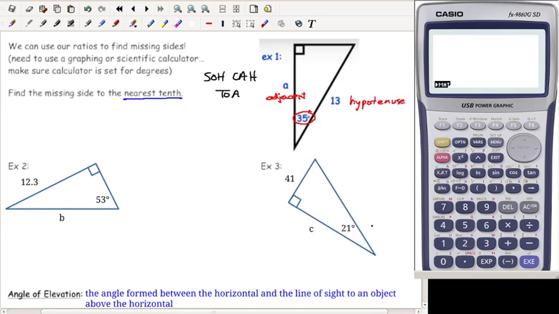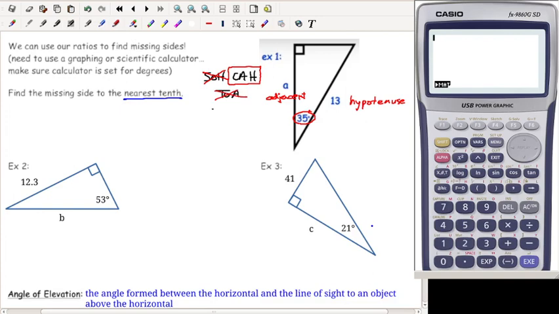So when I'm looking at SOHCAHTOA, I want a trig ratio that uses adjacent and hypotenuse. Sine uses opposite and hypotenuse, so no adjacent, get rid of that. Cosine uses adjacent and hypotenuse. Look at that, that's the one that I want. I can ignore TOA because I still don't have opposite, so I'm going to set up my CA ratio, so CAH.